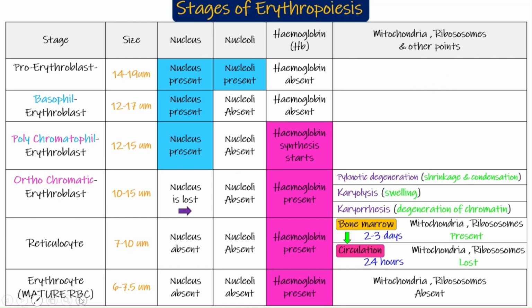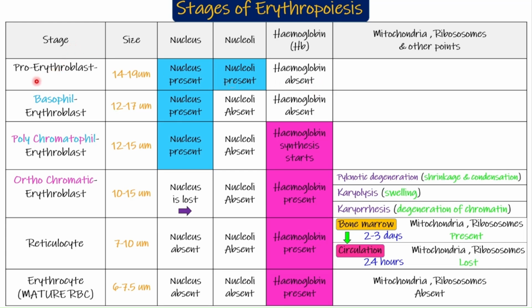Okay, so finally in the mature form, the nucleus will be absent and the mitochondria and RBCs will be absent and the hemoglobin will be present. But in the first stage, the condition is reverse. Nucleus is present, mitochondria and ribosomes are present, but the hemoglobin is absent.